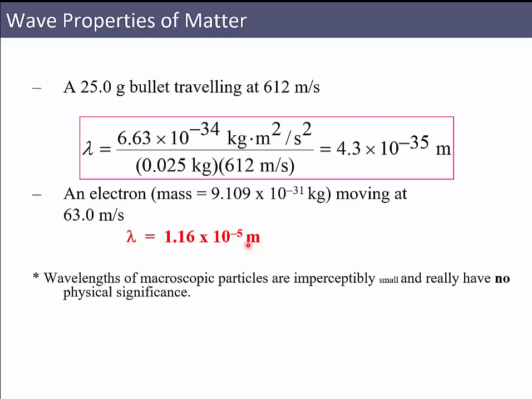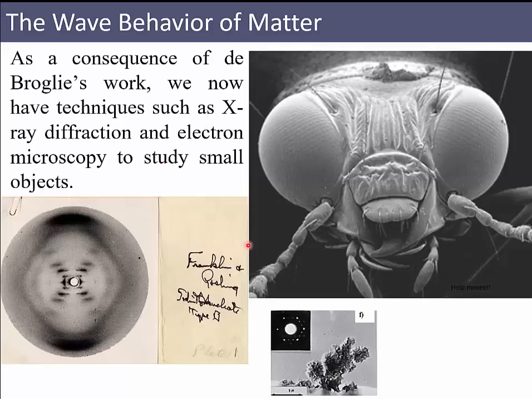Now, why is this important? As a consequence of de Broglie's work, we now have techniques such as X-ray diffraction and electron microscopy to study very, very small objects. So electron diffraction gives us the structure of DNA. It can tell us about molecular structures. Electron microscopy lets us look at very, very small things.